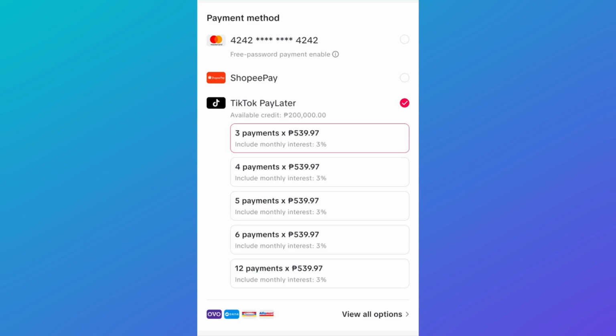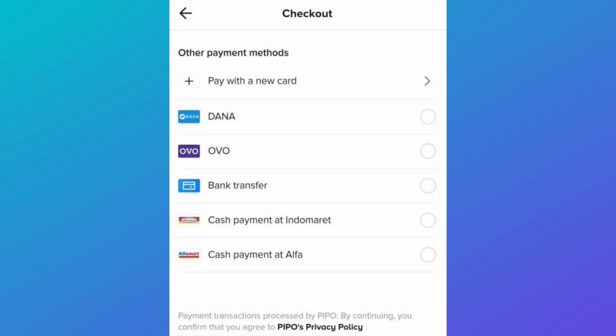service through TikTok Paylater. There are a number of payment methods that TikTok supports. So you can use any of the payment methods such as Dana, OVO, bank transfer, cash payment at Indomaret, cash payment of Alpha, and you can choose any of that, and after that just click checkout.